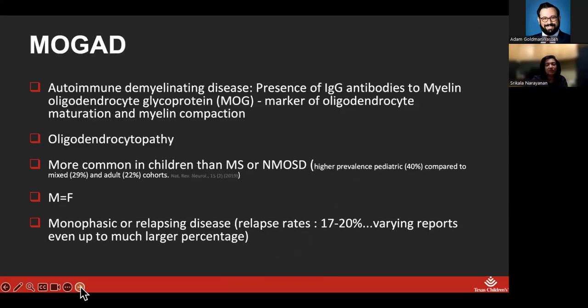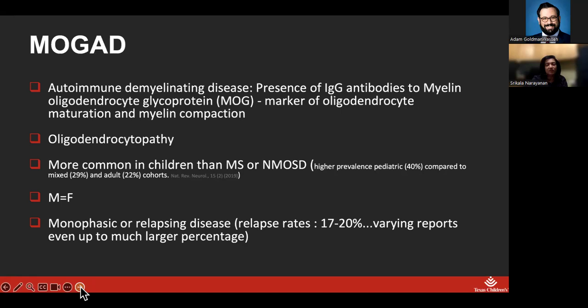So what is it? It is an autoimmune demyelinating disease. You have presence of IgG antibodies to myelin oligodendrocyte glycoprotein, which is MOG, a marker for oligodendrocyte maturation and myelin compaction. So basically, it's an oligodendrocytopathy. As I said, it's more common in children than MS or NMOSD. I'm quoting a little article here just to show you that, when you compare with the percentages that we'll discuss when we go to those next subsets, there's a much higher prevalence in pediatrics.